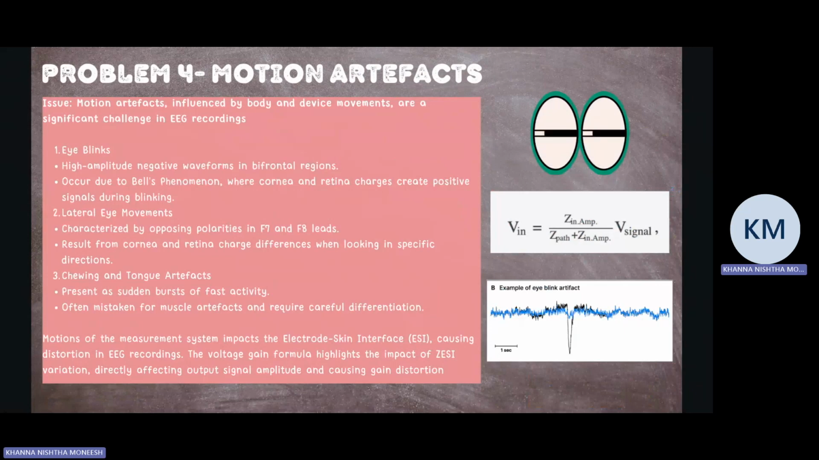Variations in ESI impedance directly impact the amplitude of the output signals, as indicated by the voltage gain formula shown above. Hence, this leads to distortion and affects the output signal.